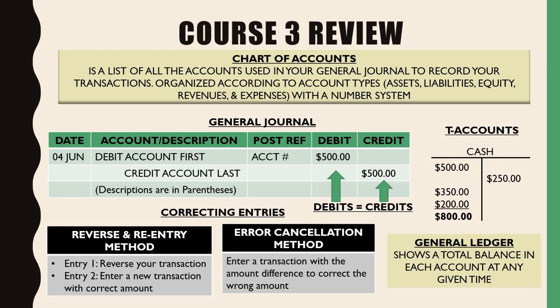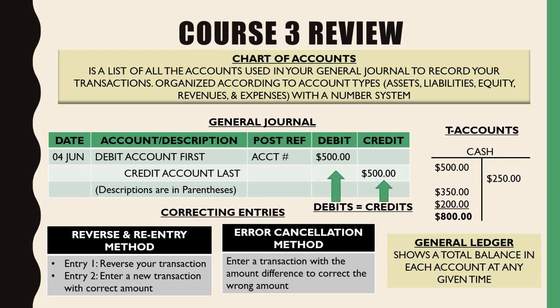Down below is our correcting entries, right? If for any reason we made a mistake in our journal, this is how we would fix it, right? We would fix it by doing the reverse and reentry, or we could do the error cancellation. T accounts just give us an overall sum of the money. And last but not least, we talked about the general ledger, the difference between the ledger and the journal.